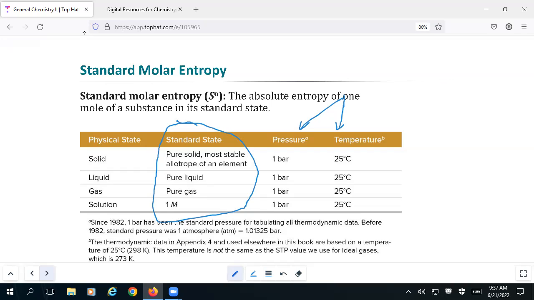Technically speaking, standard pressure is 1 bar. 1 bar is almost the same thing as 1 atmosphere. Slightly different. We're talking about just a little bit under 1 atmosphere of pressure. Temperature for standard conditions, 25 Celsius. What we're really talking about here is basically what we would consider normal room temperature.